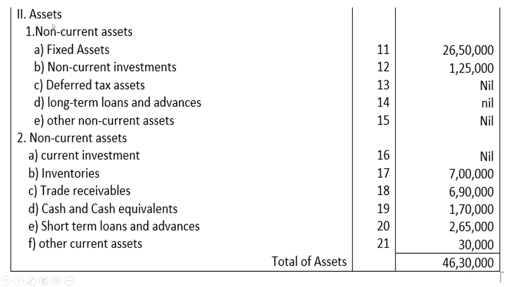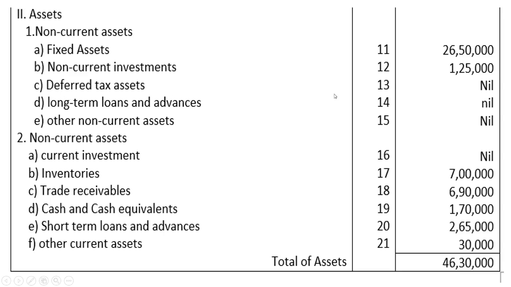Come to the second part of the balance sheet, that is assets. The first one is non-current assets. The non-current assets consist of the following: A, fixed assets, presented in note number 11, 26 lakh 50,000. B, non-current investments, presented in note number 12, 1 lakh 25,000.